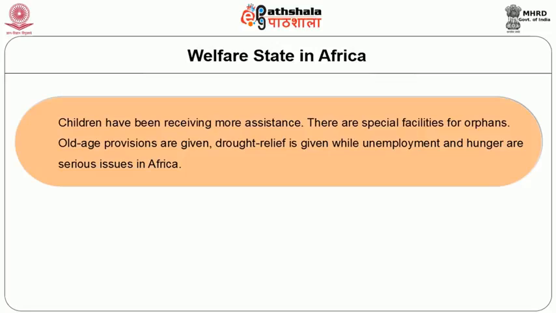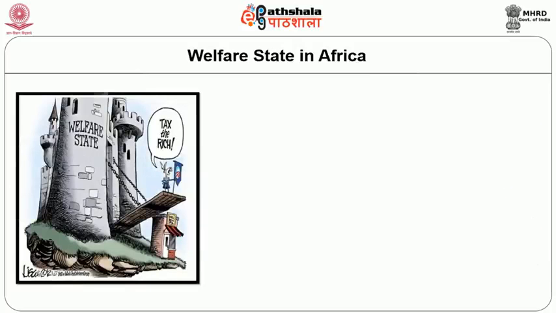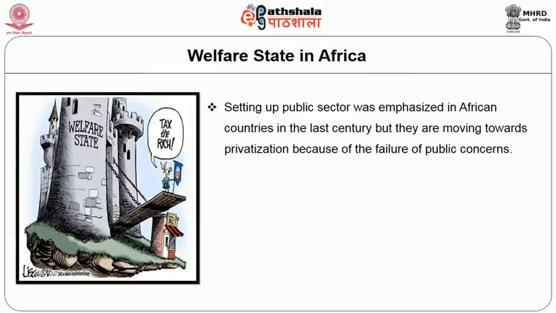There are several special facilities for orphans. Old age provisions are given, drought relief is given, while unemployment and hunger are serious issues in Africa. The state endeavours to minimize these. Antiretroviral drugs are provided to people and they are kept alive. Massive budgets are allocated to these drugs. Setting up public sectors was emphasized in African countries in the last century, but they are moving towards privatization because of the failure of public concerns.